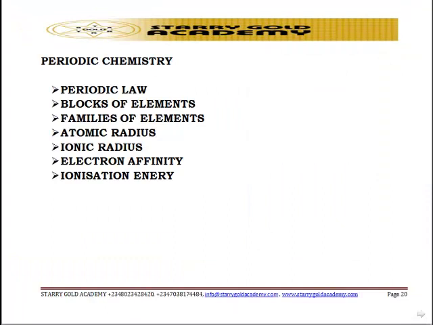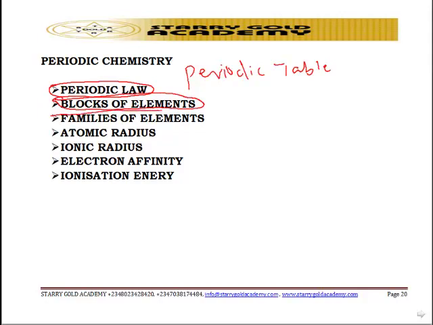Now, talking about the periodic table. We're going to discuss the periodic law, but before that, we're going to look at the periodic table itself. After that, we're going to discuss the periodic law. After the periodic law, we'll discuss the blocks. After the blocks, we'll talk about the families of elements in the periodic table.